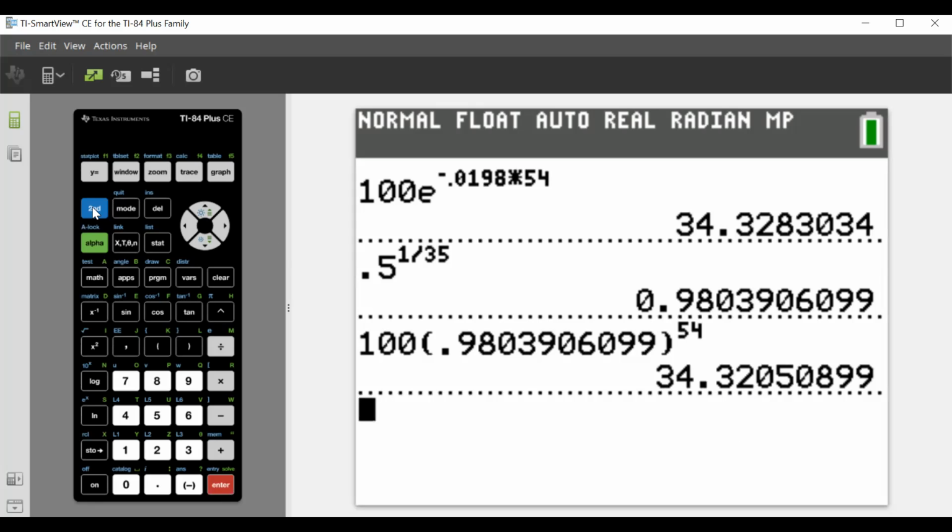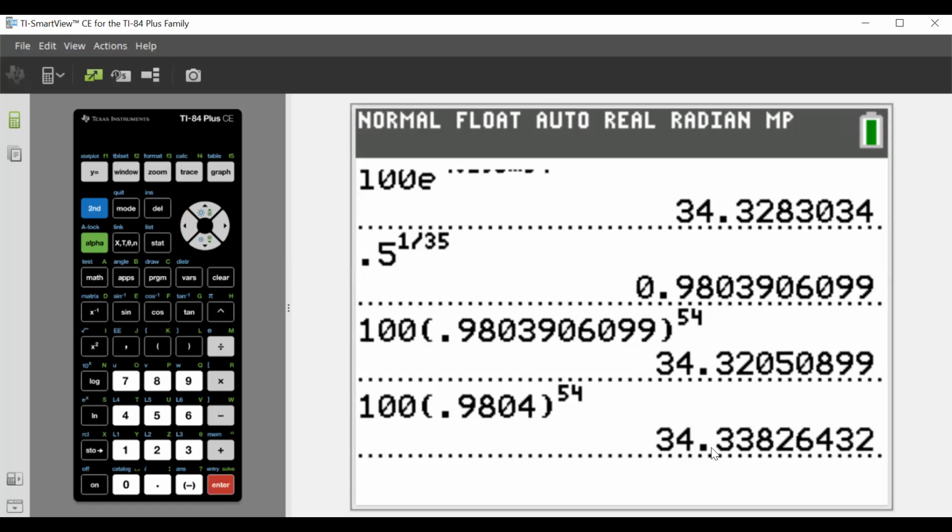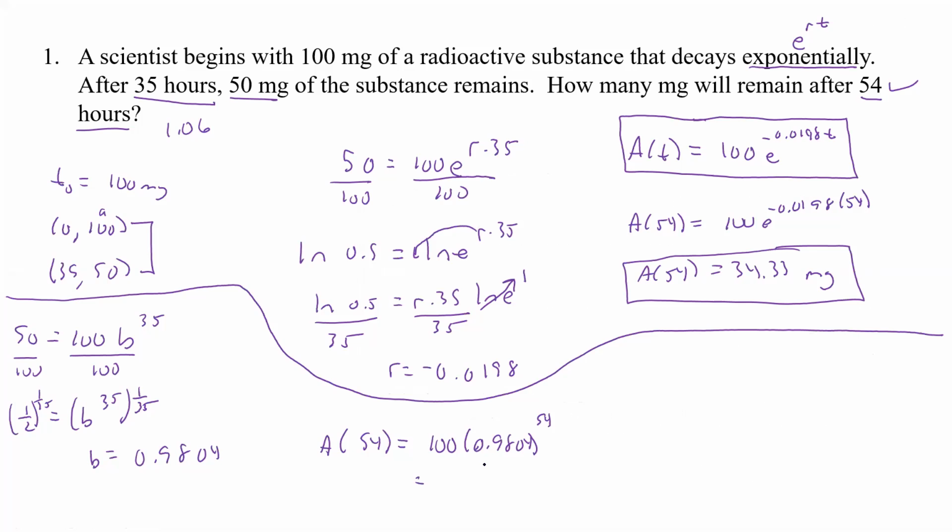Okay, so what if we had done instead that 4, and now let's delete all of that. We got 34.34. So, going between those two differences, we can see that there's a little bit of difference in that second decimal place. So with the 0.04, that was 34.34 milligrams. So that's what it would be if we did it with the B method.